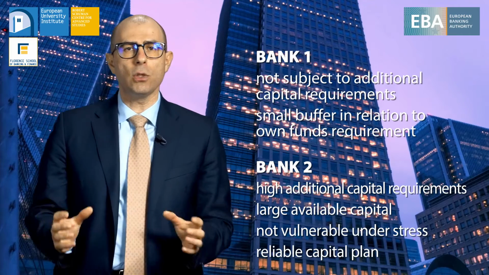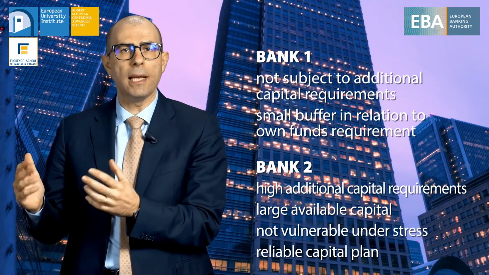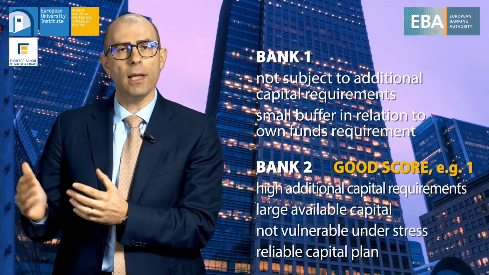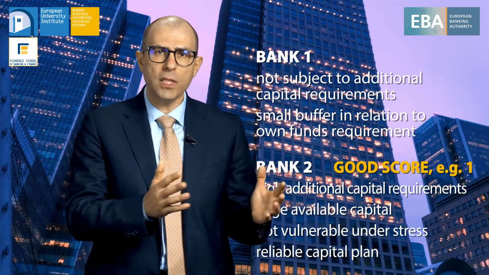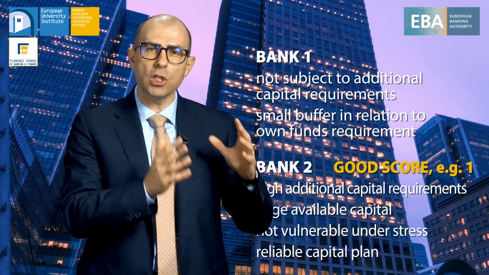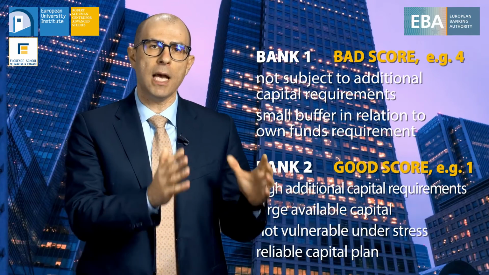So in this situation, again, we'll have the latter bank, which will probably be assessed very, very well and will receive a very good capital adequacy score, while the first bank, notwithstanding being subject only to Pillar 1 requirements, might receive a very bad capital adequacy score.